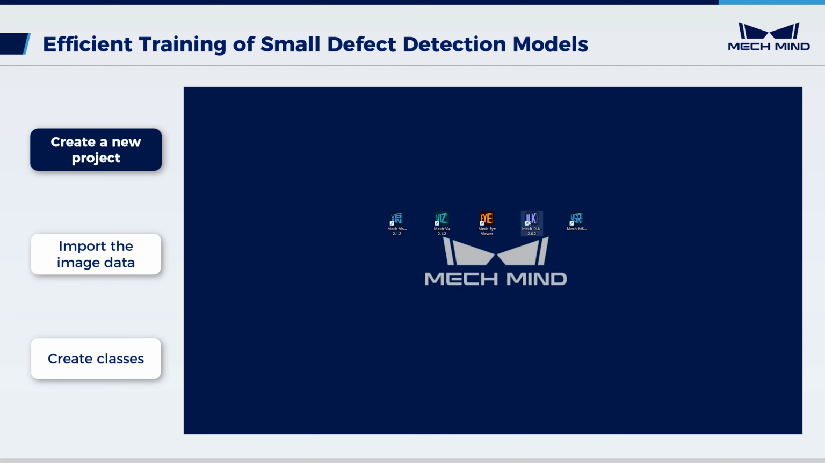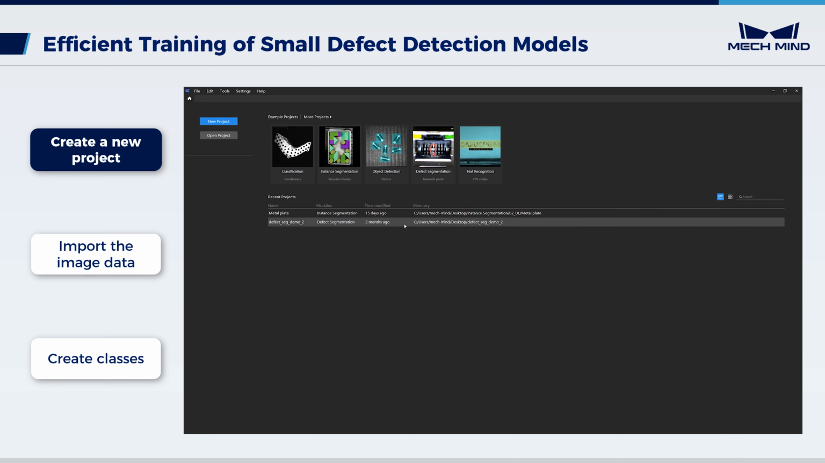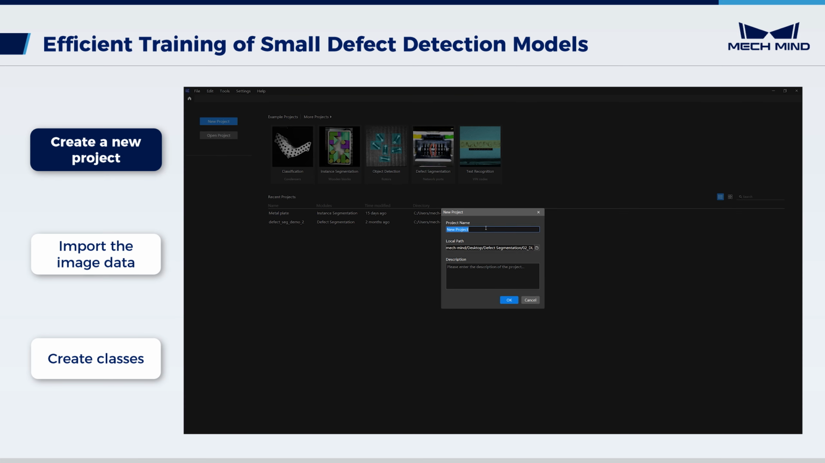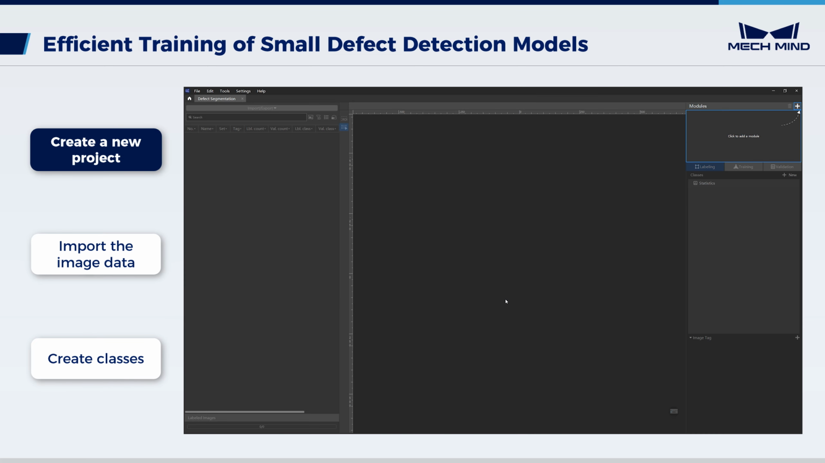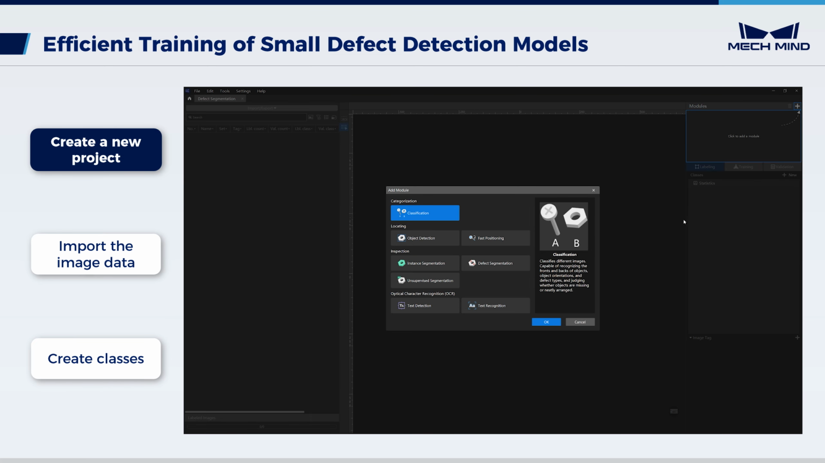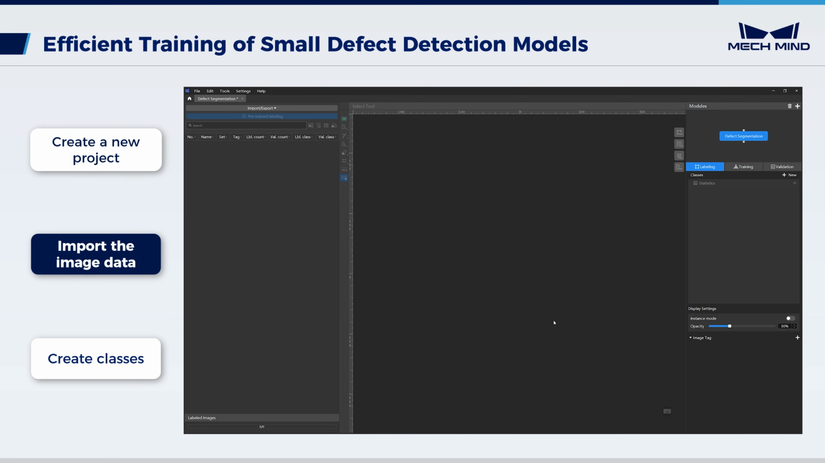Open Mech-DLK. Create a new project. Select the Save path. After entering the project interface, add the Defect Segmentation module. Import the previously selected high-quality data.